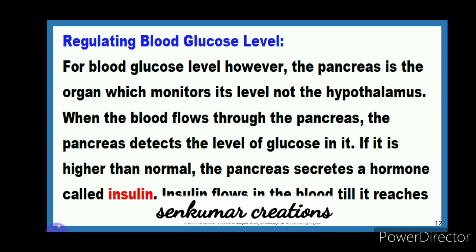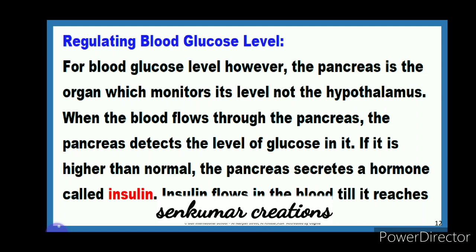So if the glucose level changes, when the blood flows through the pancreas, the pancreas can find whether the blood glucose level has increased or decreased. If the blood glucose level increases, immediately it releases insulin. When the level of glucose in the blood is higher than normal and it flows through the pancreas, the pancreas secretes the hormone insulin.